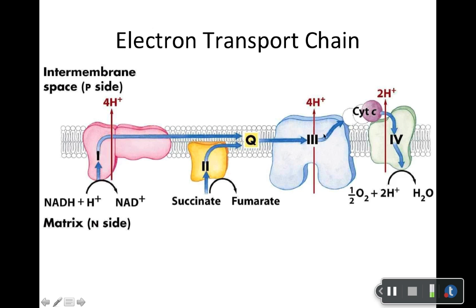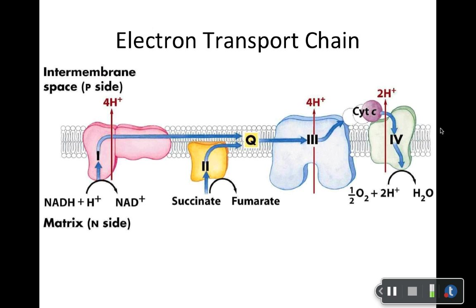Q passes its electrons onto complex 3. They pass through complex 3, pumping 4 hydrogen ions across the membrane. The electrons get passed to another carrier molecule called cytochrome C, which passes the electrons to complex 4, the final enzyme complex in the electron transport chain.